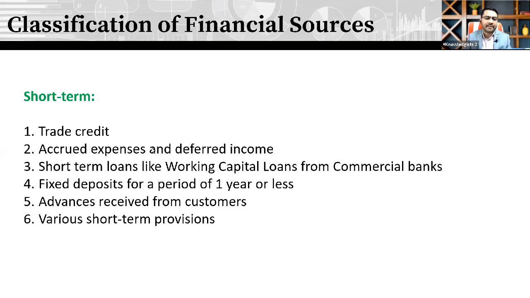Accrued expenses and deferred income. Expenses that are accrued means you have not made the payment yet. You have incurred some expenses and are yet to make the payment. Like an electricity bill is an expense. This month's electricity bill has come to you, rupees 2000. Deliberately you have deferred the payment. You have not made this payment. You will make this payment next month because you are running with a crunch.